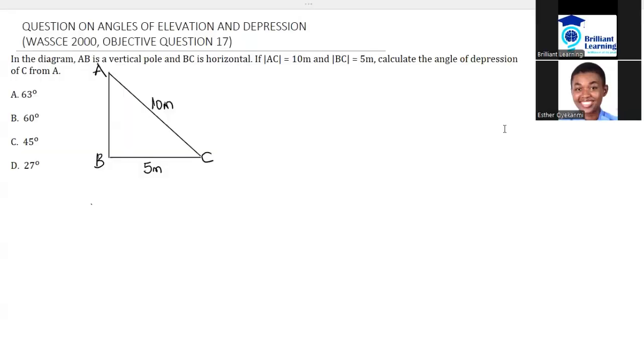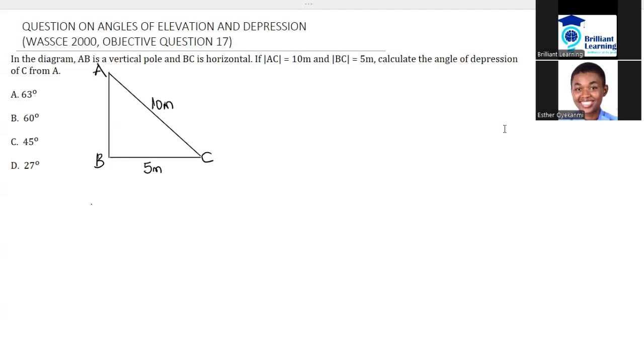So we have a question here on angles of elevation and depression, and it's abstracted from the WASSCE 2000 objective question 17. It says, in the diagram below, AB is a vertical pole and BC is horizontal. If line AC is 10 meters and line BC is 5 meters, calculate the angle of depression of C from A. The question is very straightforward, okay?